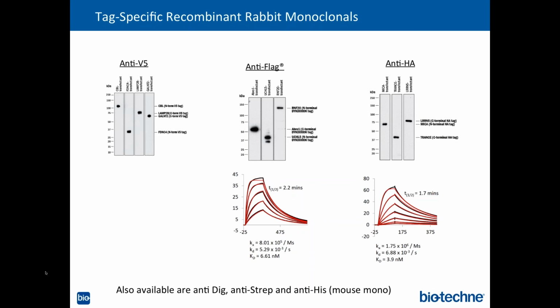So I'm presenting you data today on 3 of them. One is anti-V5, anti-FLAG, and anti-HA. And the reason why we focused on this particular line of targets is there's a lot of anti-tag antibodies that will only recognize tags that are either N or C terminal. So we decided we wanted to make sure that the anti-tag antibodies we're putting out there will recognize both N and C terminally tagged recombinant proteins on a Western blot.